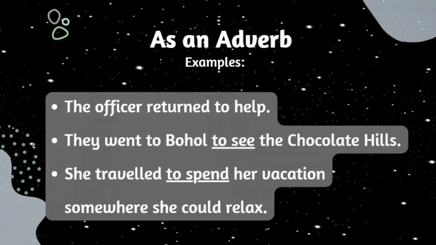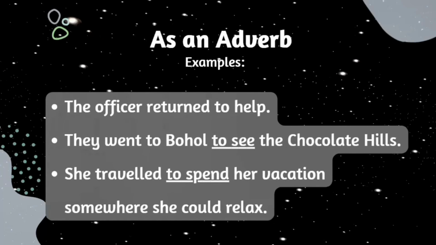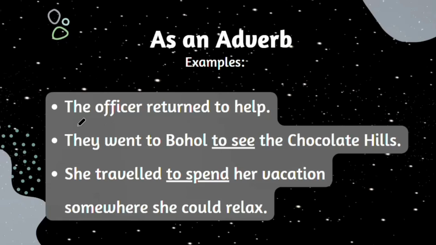Let's see infinitives working as adverbs. If we read the first sentence, it is the officer returned. The sentence is finished here. The officer returned. But why did he return? The verb written is here and to help is describing or modifying it. And you know that if you have a word or a phrase that is describing the verb in the sentence, it is an adverb, right? So the officer returned to help somebody, okay? Here this infinitive is working as an adverb.